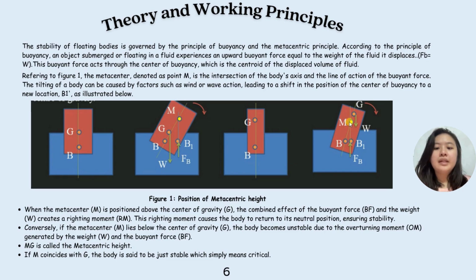When the metacenter is above the CG, the center of gravity, the combined effect of the buoyancy force and the weight creates a righting moment. The righting moment will let the body return to its original position, ensuring stability. But if the metacenter lies below the center of gravity, the body becomes unstable and causes an overturning moment. MG is the metacentric height. If M coincides with G, the body is said to be critical.